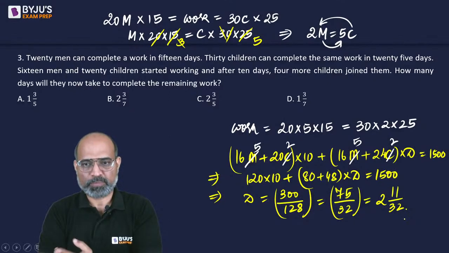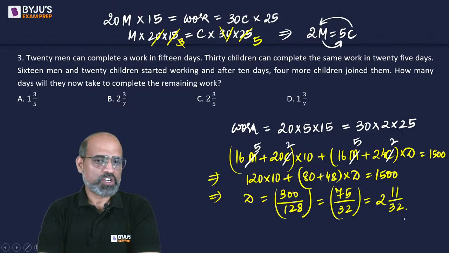And we are only supposed to find out the remaining work, which is the D part, right? So a man is 5 and a child is 2. So that is 80 plus 40, 120 hota hai, and we have 80 plus 48, which is 128 only. That is going to be 1500 minus 1200, 300. Okay, so the calculation mistake is not there.